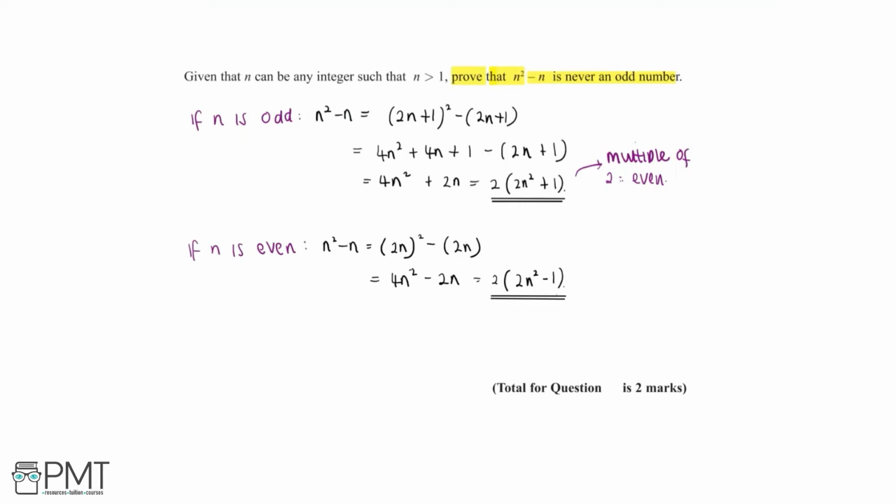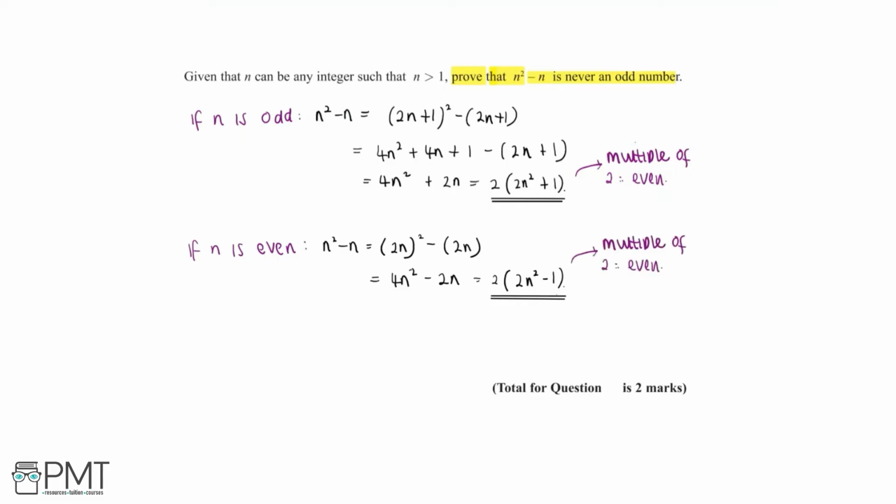We can factorise the 2 out, and we can say that 4n squared minus 2n is 2 multiplied by 2n squared minus 1. Like we said before, this expression has been multiplied by 2. If it's a multiple of 2, we know that 4n squared minus 2n is an even number.